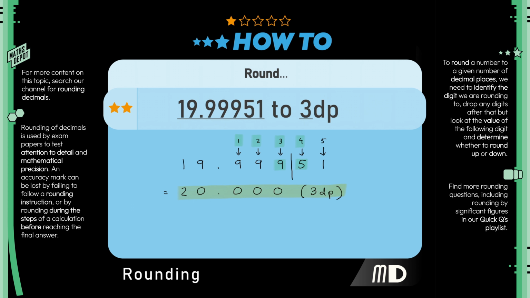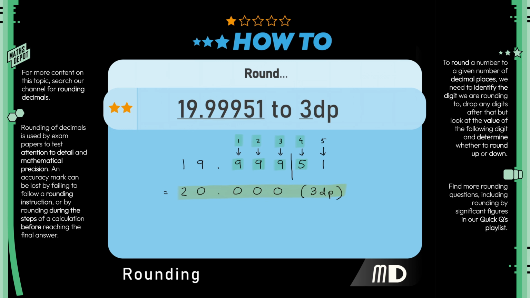That 9 becomes a 0, forcing the digit in front of it to increase by 1. That digit is also 9, and rounding that up forces the digit in front of it to increase by 1 as well. And that digit is also a 9, and rounding that up forces the digit in front of it to also increase by 1.